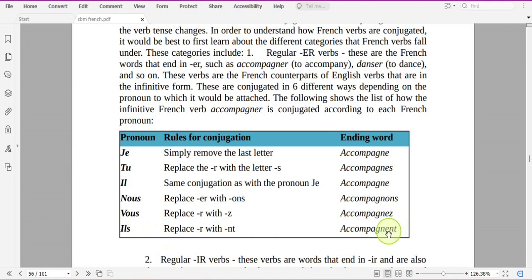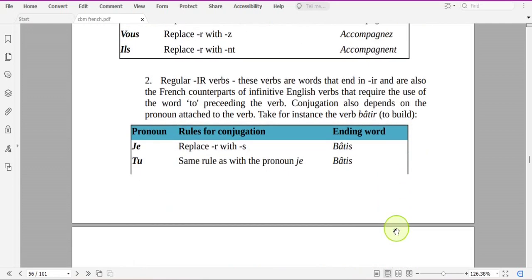Ils, plural, or elles, plural, replace it with NT. Accompagnent. Please, the ENT would never be pronounced. The conjugated verb with ENT will have the ENT silent. Is that taken? Yes, always remember that. Now we have the IR verbs.